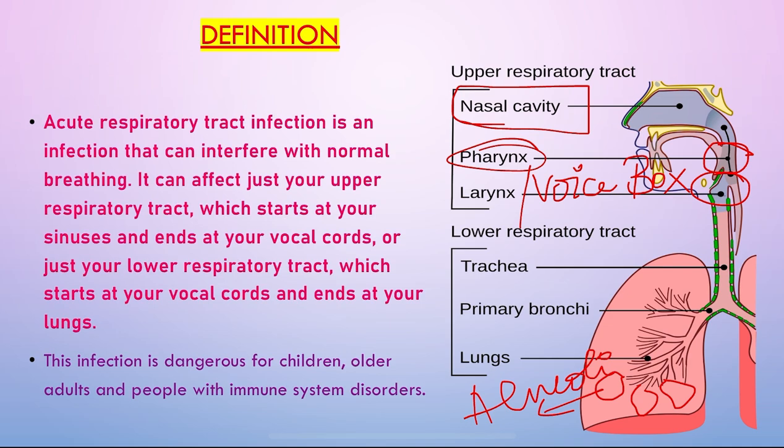So, the upper respiratory tract starts from the nasal cavity or sinuses up to the voice box or larynx, and the lower respiratory tract starts from the vocal cords and ends in your lungs, that is the alveoli. This infection is dangerous especially in children, older adults, and people with immune system disorders. So the children, old age people, and those who are suffering with immune system disorders, it could be autoimmune diseases, or it could be HIV, immunocompromised individuals. In these individuals, respiratory tract infections are dangerous.